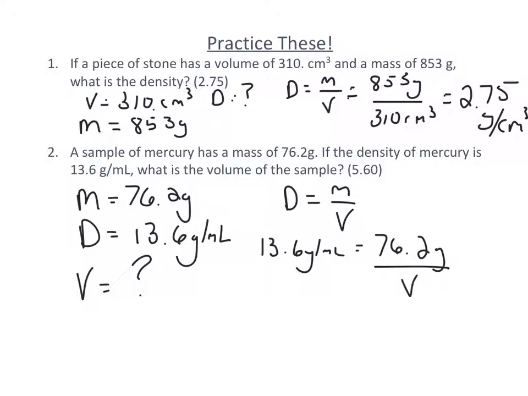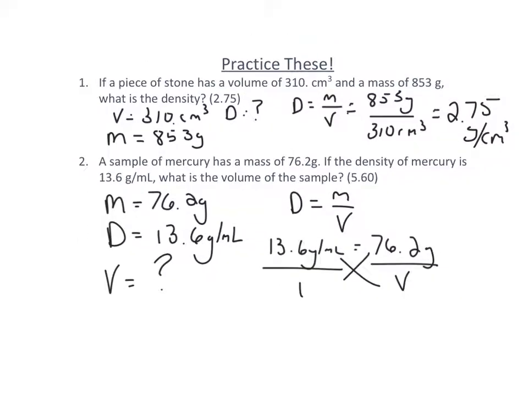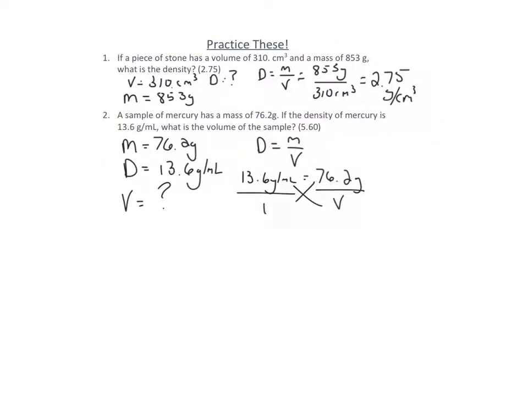Now, here's where a lot of people will mess up. My variable is in the denominator. So whenever you see a variable in the denominator, the first thing you want to do is get it to the numerator. So I'm going to put this side over 1 and cross multiply. It's just the easiest way I've found to solve these out. So I would have 13.6 grams per milliliter times volume, since I'm cross multiplying, equals 76.2 grams.